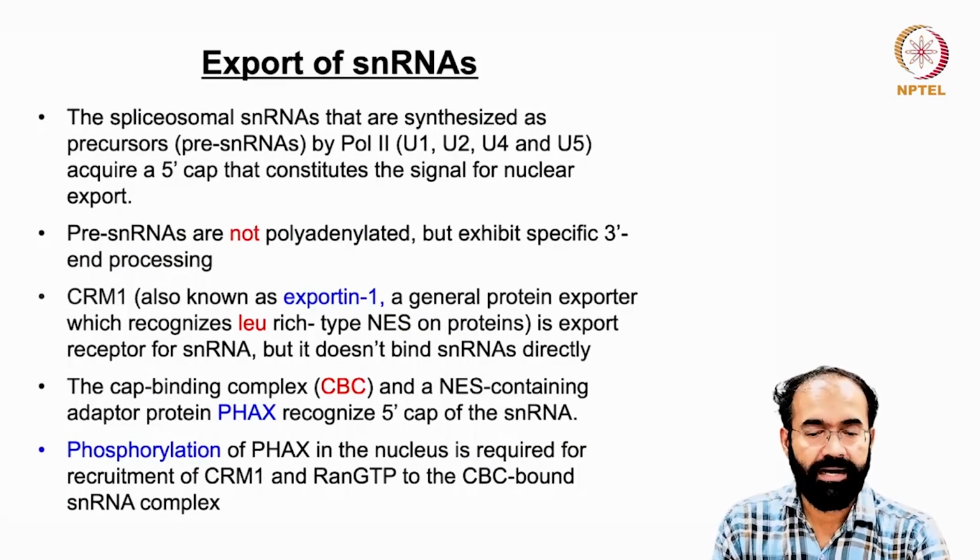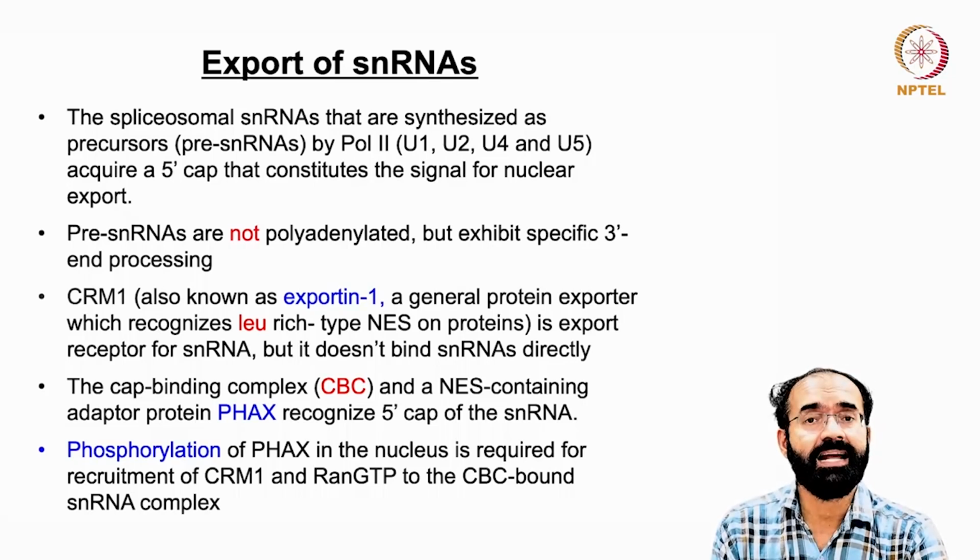Let us now understand the export of snRNAs. What are snRNAs? snRNAs are spliceosomal snRNAs that are synthesized as precursors, and we call them pre-snRNAs, by polymerase 2. The transcription is via RNA polymerase 2, and we know they are U1, U2, U4, U5, and they acquire a 5' cap that constitutes the signal for nuclear export.